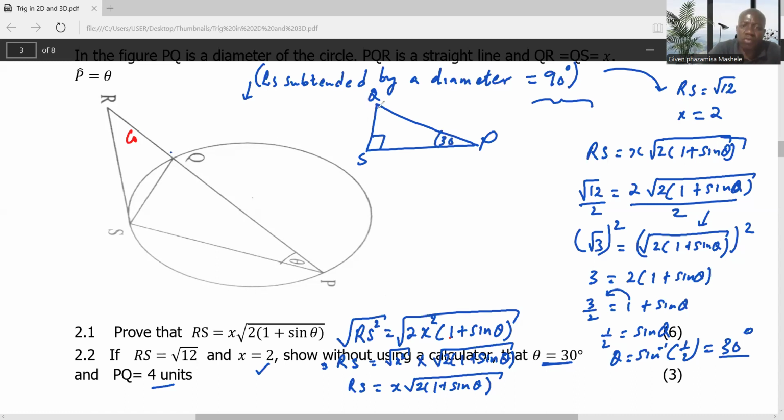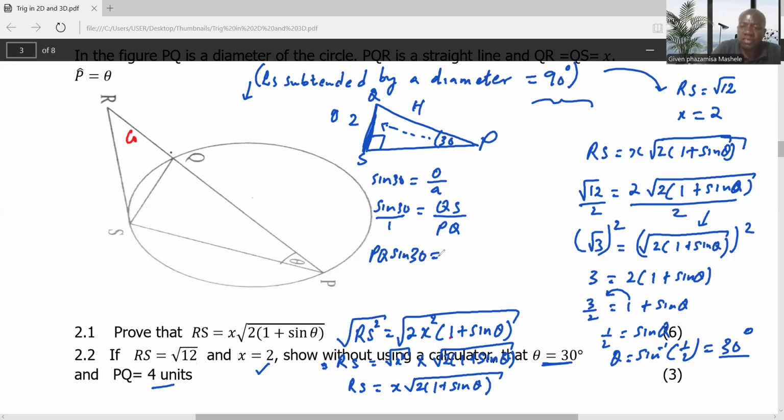Oh, okay, fine. What is our QS? Well, remember they said QS and RS are equal. So it's X, and our X is 2 there. So we can say, since we have the 30 as the angle, QS is the opposite and PQ is the hypotenuse, so we're going to use sine. So sine 30 is opposite over hypotenuse. The opposite is QS, and the hypotenuse is PQ. So over 1, then we can cross multiply.